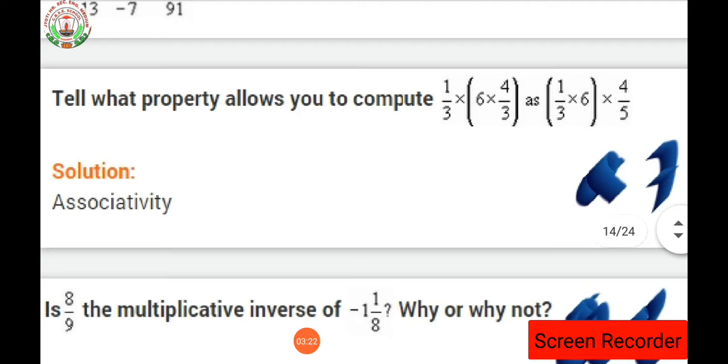Here is question number 7. What does question number 7 say here? Tell what property allows you to compute. So dear student, here it is said to compute and name the property, that means which property the question belongs to. Do you remember the associative property of multiplication of a rational number? Do you remember that? It belongs to the same property.